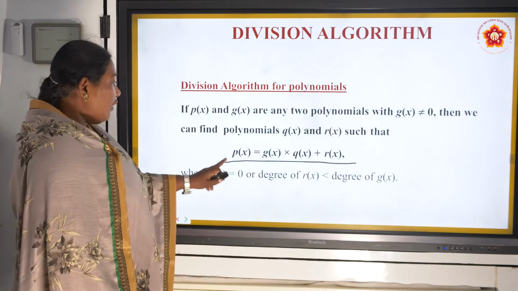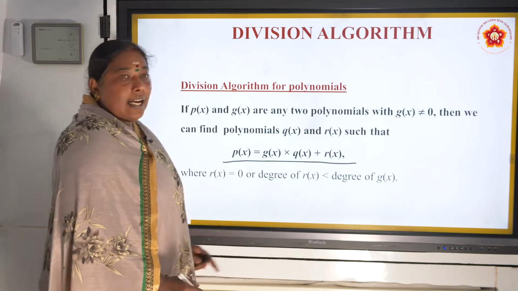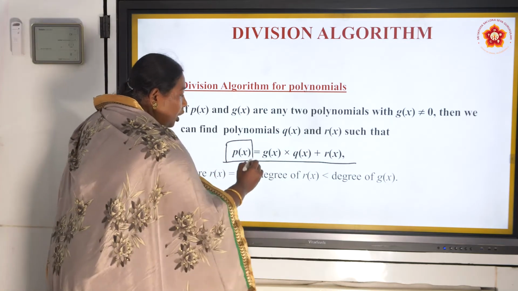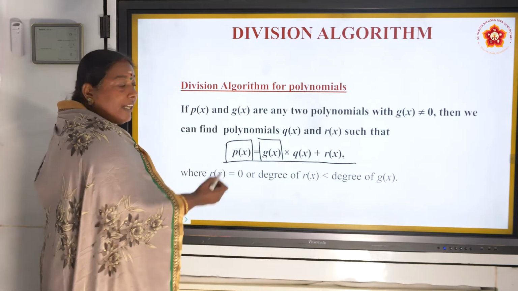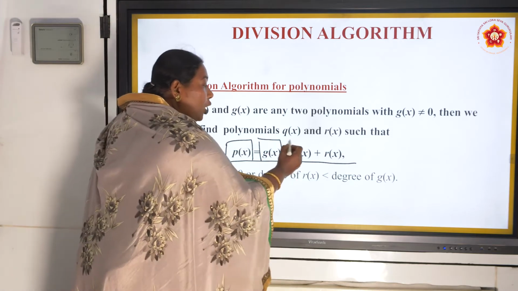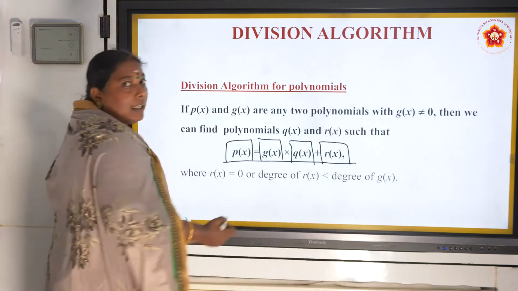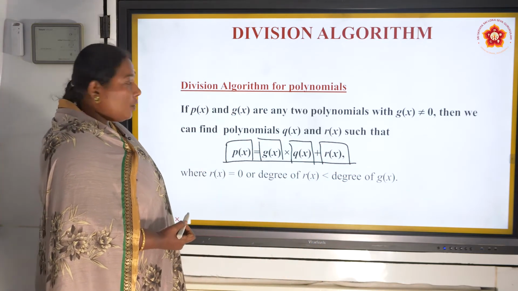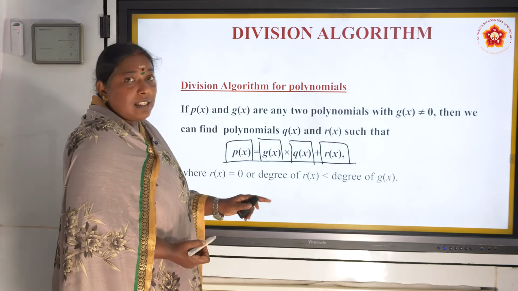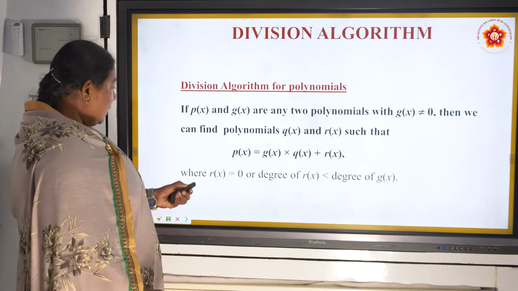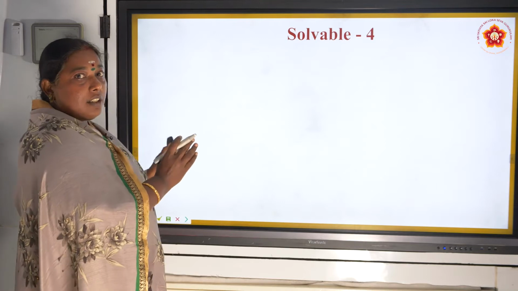Keep that in mind. P of x is equal to G of x into Q of x plus R of x. P of x is the given polynomial. G of x is the factor which is given to divide the P of x. And Q of x is the quotient which we are going to find. And R of x is the remainder. It will come by itself. Understood? G of x means factor, Q of x means quotient, R of x means remainder. So that's all the introduction.